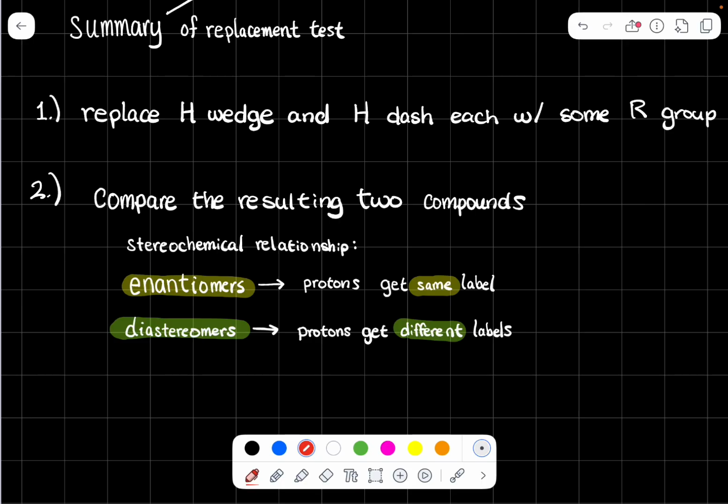So to summarize the replacement test, you're going to replace H wedge and H dash, each with some arbitrary R group. And then you're going to compare the resulting 2 compounds, and you're going to look at the stereochemical relationship. So if they're enantiomers, then the protons will get the same label. But if they're diastereomers, the protons get different labels.